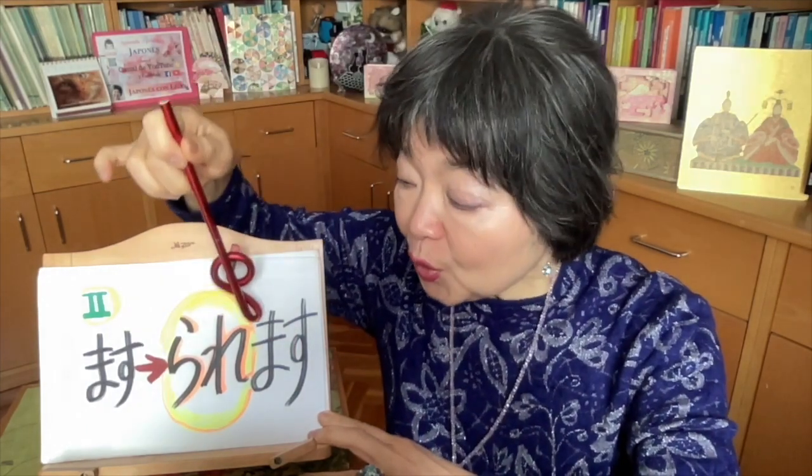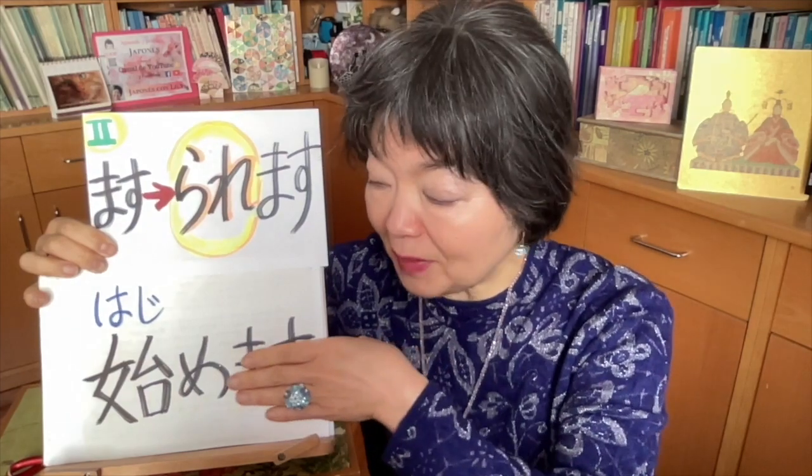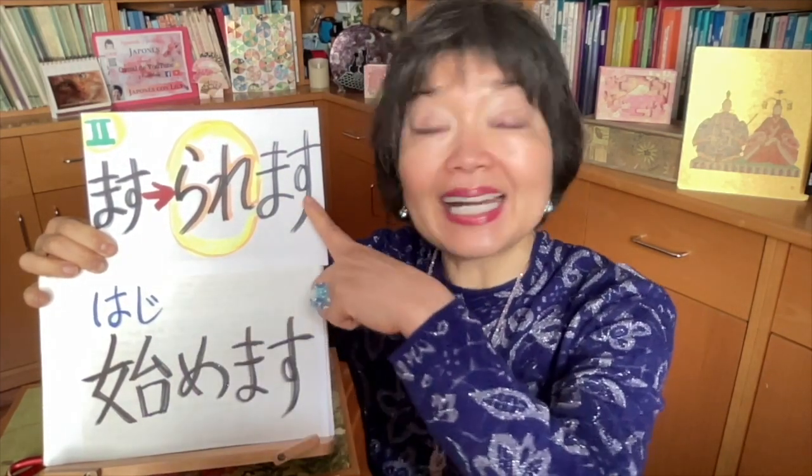Now the second group of the verbs. Instead of ます, you must change to られます. So all you have to remember is you must add られます. 始めます, to begin. 始めます without ます, 始め is a sound. So this is group 2. But instead of 始めます, to begin, 始められます. I can begin.